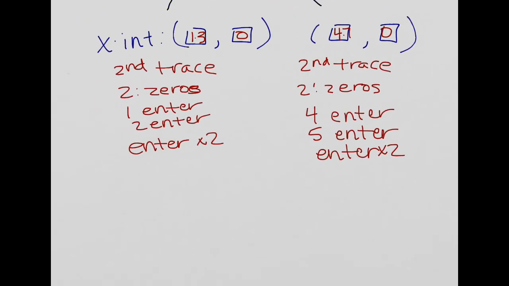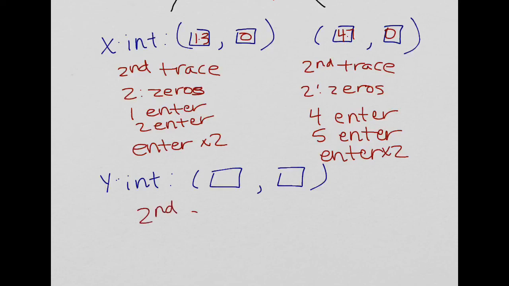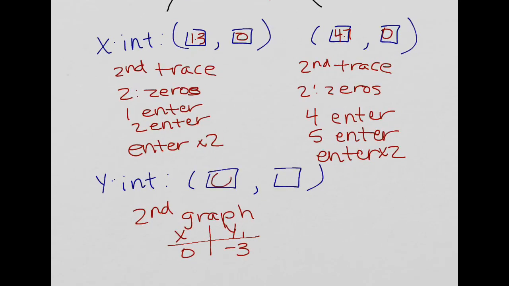The next thing it's going to ask for is the y-intercept. That's where you make x 0. To do that, you'll do second graph to go to the table, and you'll go to where x is 0, and you'll see a -3. So your answer will be 0, -3.